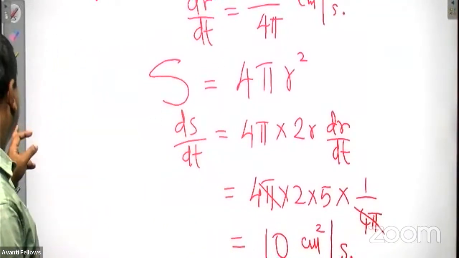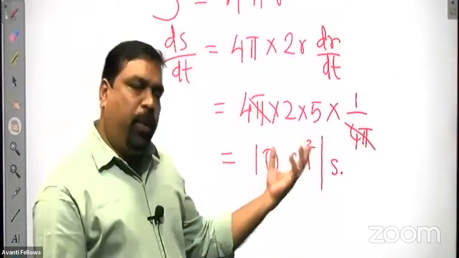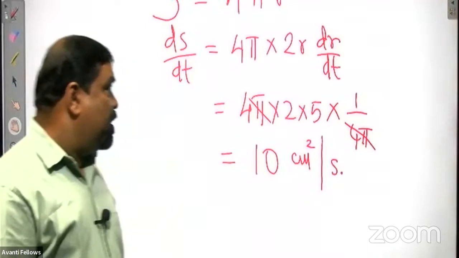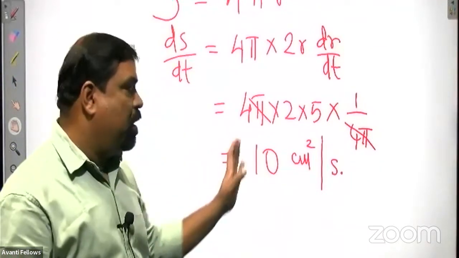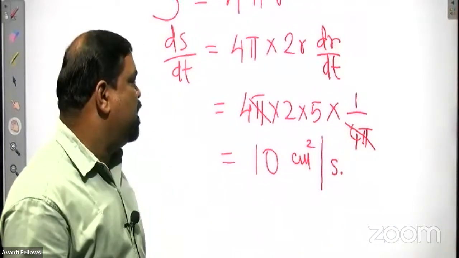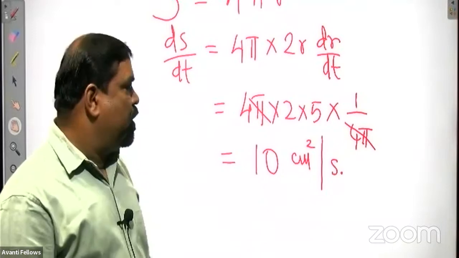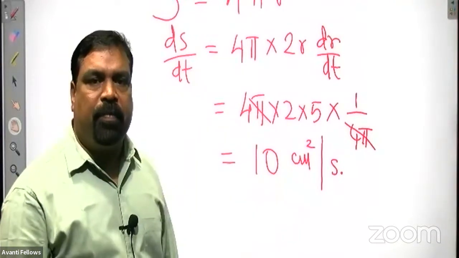It is surface area, so the unit is a square unit, centimeter square. That means the surface area is increasing at the rate of 10 centimeter square per second.